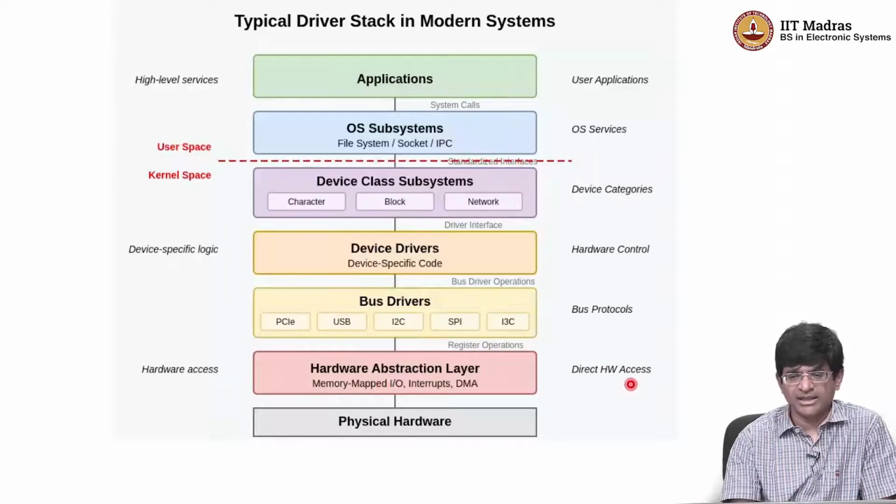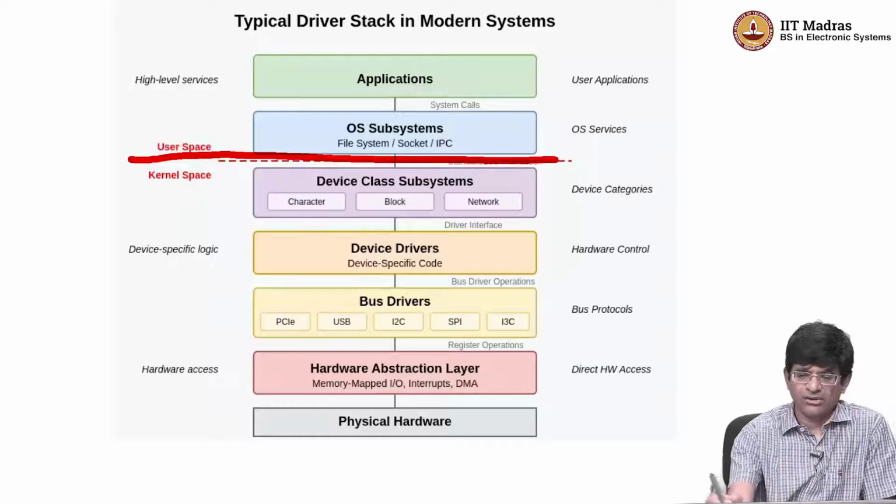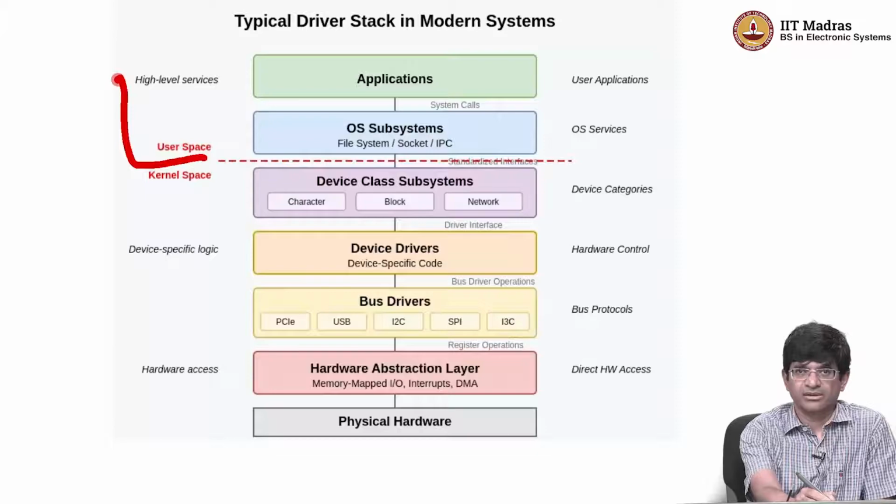And ultimately the typical driver stack in a modern system would look something like this, right? This division that we have over here is very commonly thought of as the operating system divide, which basically says that below this you have something called kernel space, the operating system kernel, and above that is where users typically tend to write code, right?